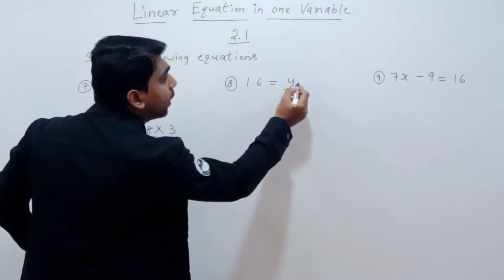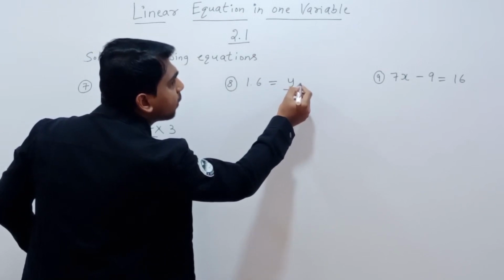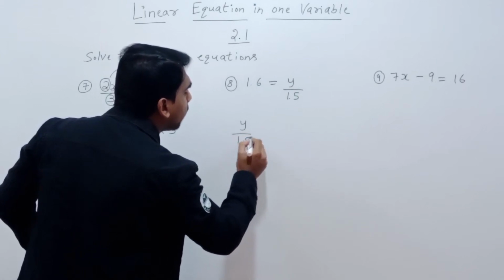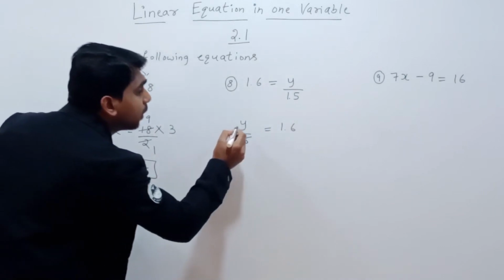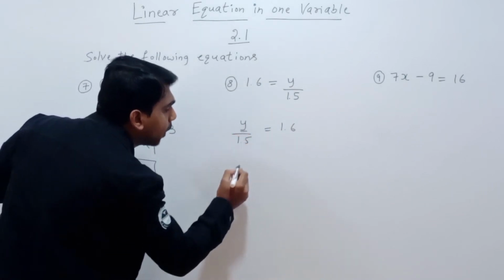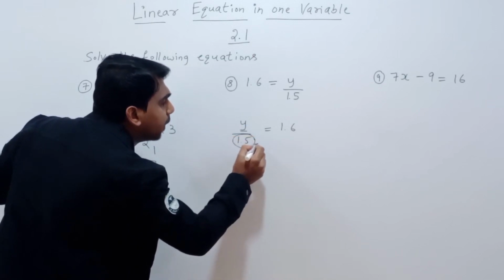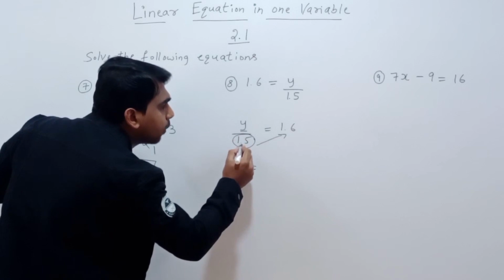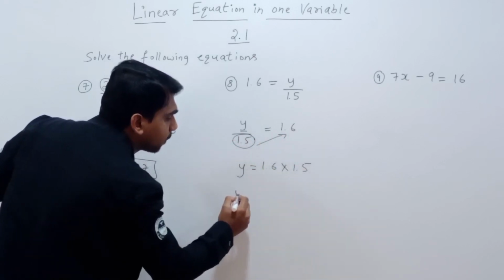Eighth question. Here the y value is on the right side. Since variable is on right side, we will move it to the left side. Y by 1.5 is equal to 1.6. Now here we have to find the y value. So I will write it on the left side. Remaining part is divided by, so it will go to the right side. Since it is divided by, it will become into. 1.6 into 1.5.